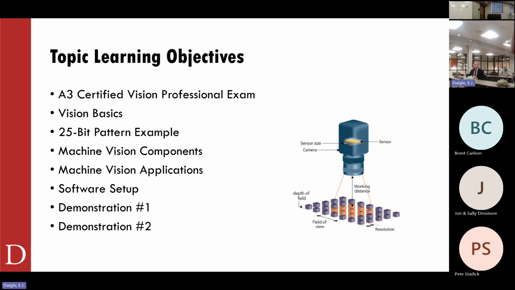So we'll talk a little bit about the software setup, and then I'll show 2 simple demonstrations using an emulator. And the reason why this software setup is pretty cool is if you go back and watch this video at a later time, or if you want to get more involved in machine vision and you want to go through the software and get it set up, the reason why I like the Cognex software a lot is it comes with an emulator, so you can do offline programming.